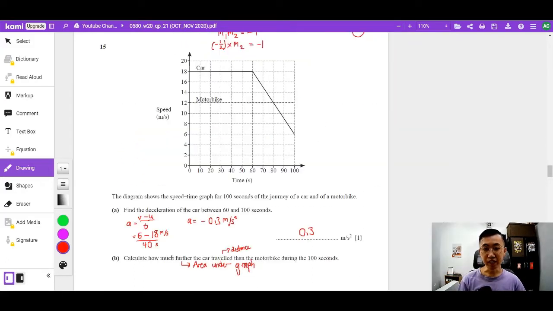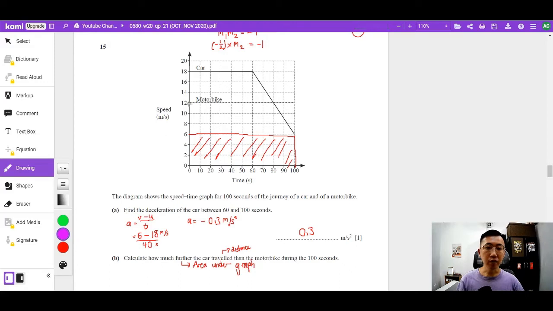Question 15b. Calculate how much further the car traveled than the motorbike during the 100 seconds. So how much further the car travels means you need to find distance. And for speed time graph, you know distance is represented with area under the graph. Okay, so let me tell you this. The bottom part, right, focus. Can you see this bottom part right here? It is the same for both car and motorbike, so you don't have to do this part. Do not calculate this part. So straight away calculate their differences first.